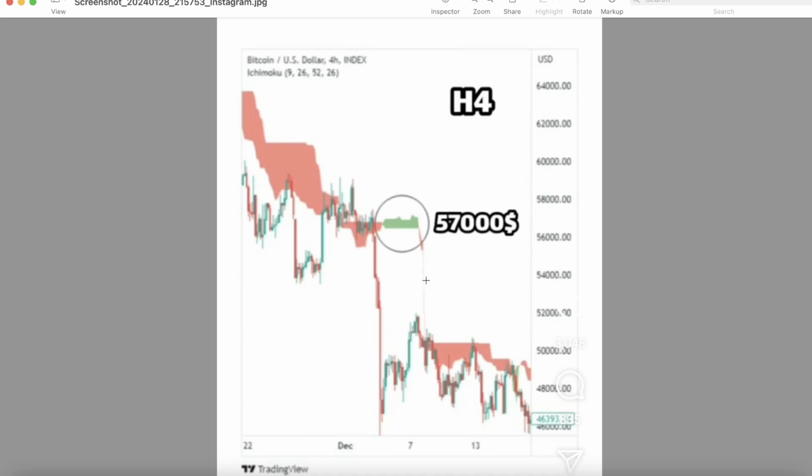One of them we have at $57,000. As you guys see, this is just a screenshot, and I did not have Ichimoku to add on my TradingView to show it better, and I'm sorry it is a little bit blurry. But this is a screenshot that you guys see that clearly this green cloud got untouched. So price started crashing and never went back to it. And this is around $57,000 in the 4-hour chart.